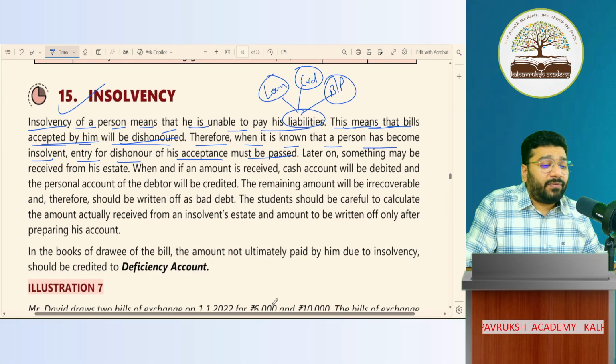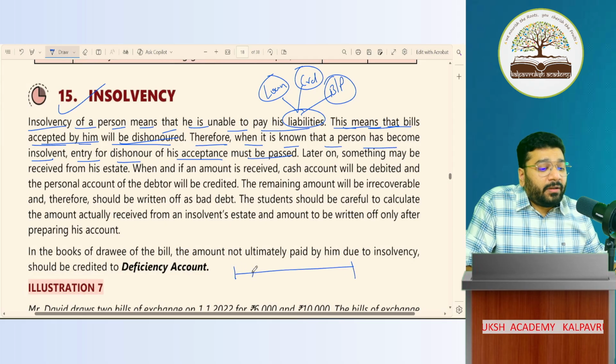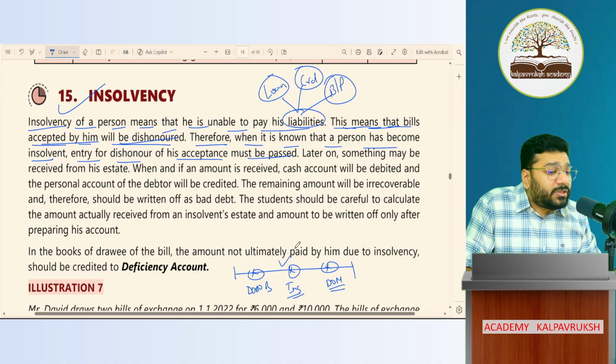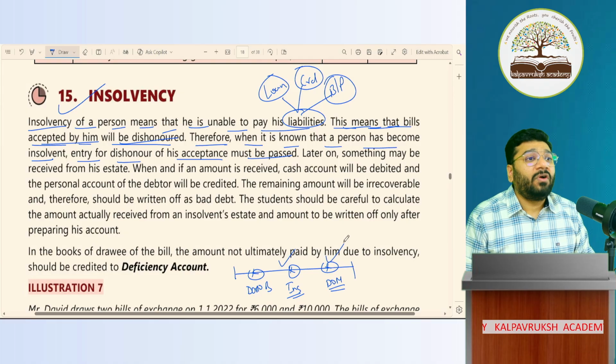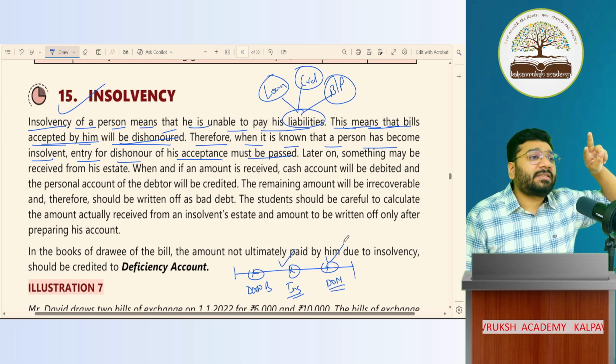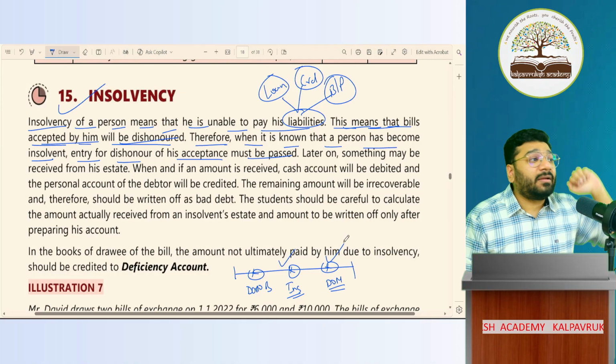Now listen to me very carefully. This is date of acceptance of bill. Got it, not got it? This is date of maturity. The person has become insolvent here. Will you pass the dishonorment entry on the insolvency date, or will you pass the dishonorment entry on the maturity date? Which date? Insolvency or maturity, whichever is earlier. Whichever is earlier. Got it, not got it?